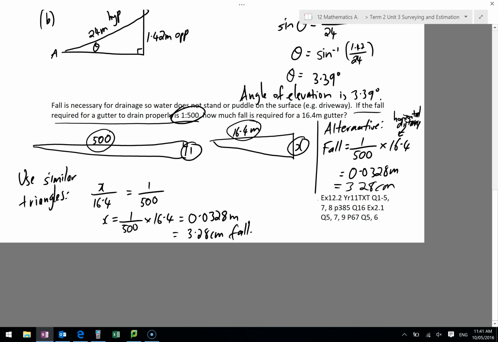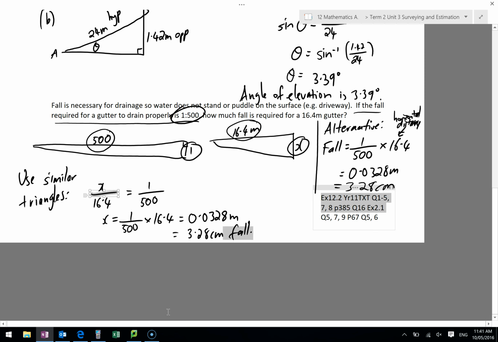Okay, so we'll do a little bit of activity first in class with rulers, then we'll have a go at these questions, and then if we have time, we'll go play with some real surveying equipment.